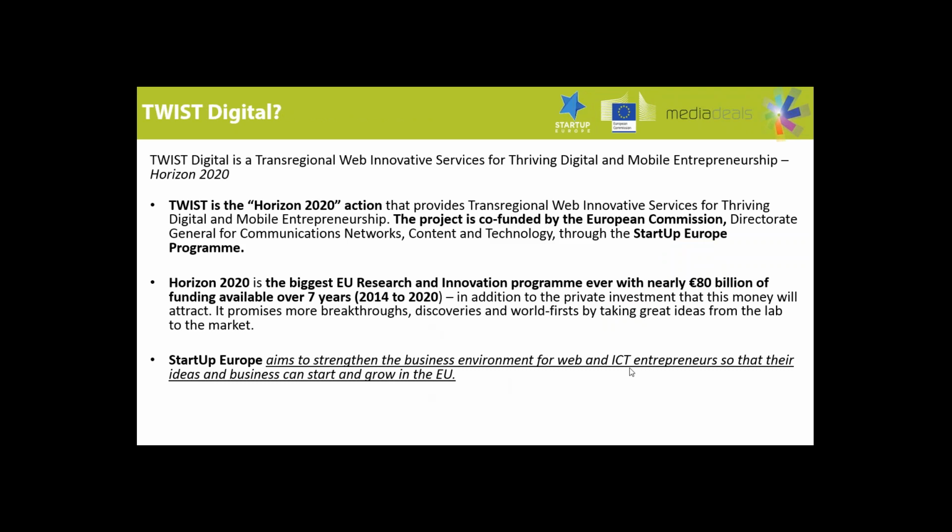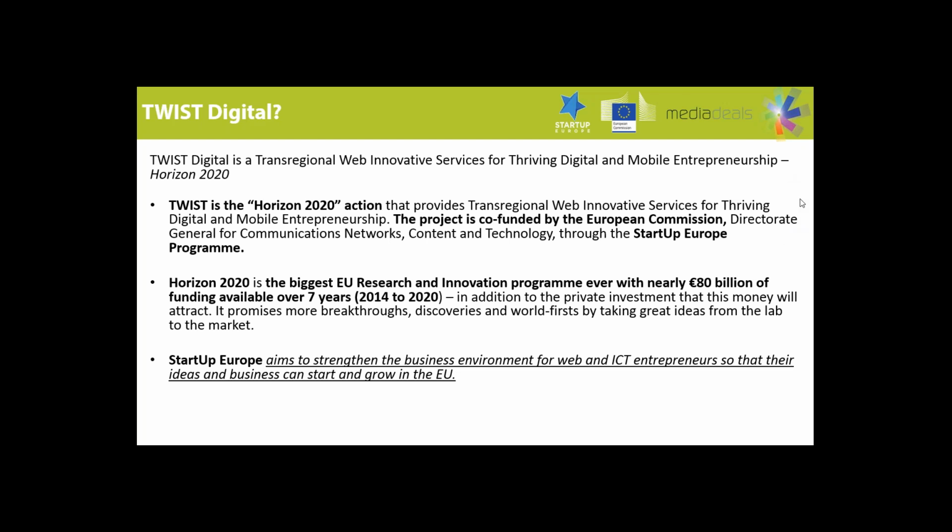Here it comes. We are here thanks to the Twist Digital project, which is a Horizon 2020 action. The project is co-funded by the European Commission, and it's under the Startup Europe program. We have a few other similar projects like Twist in the EU. For your information, Horizon 2020 is the biggest EU research and innovation program ever set up by the EU.